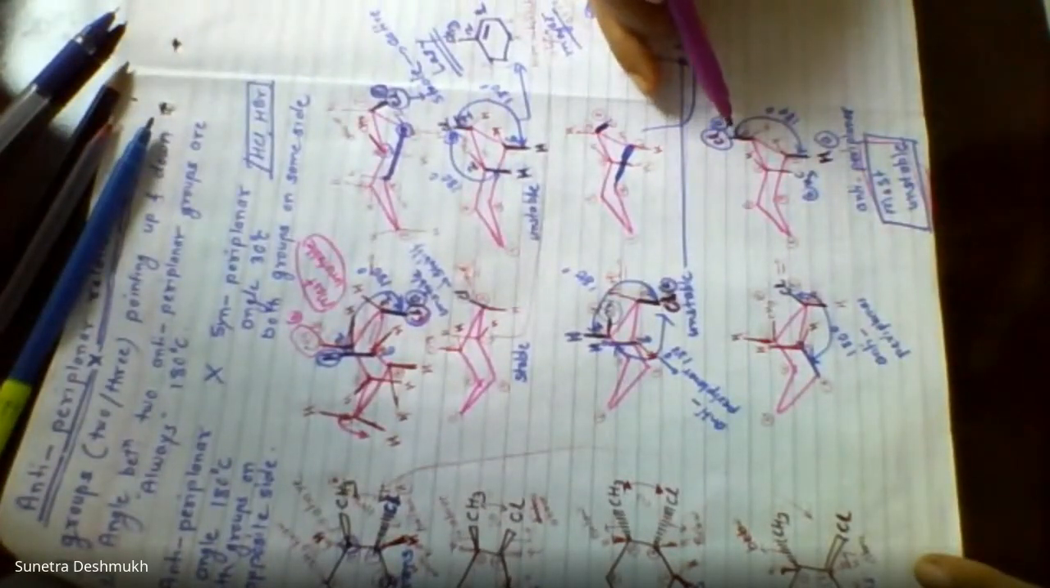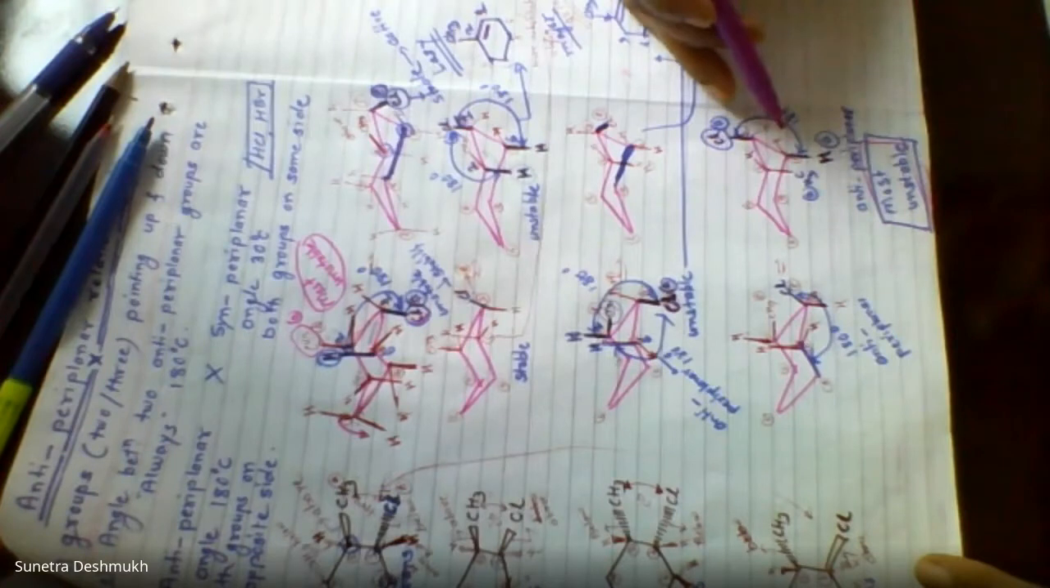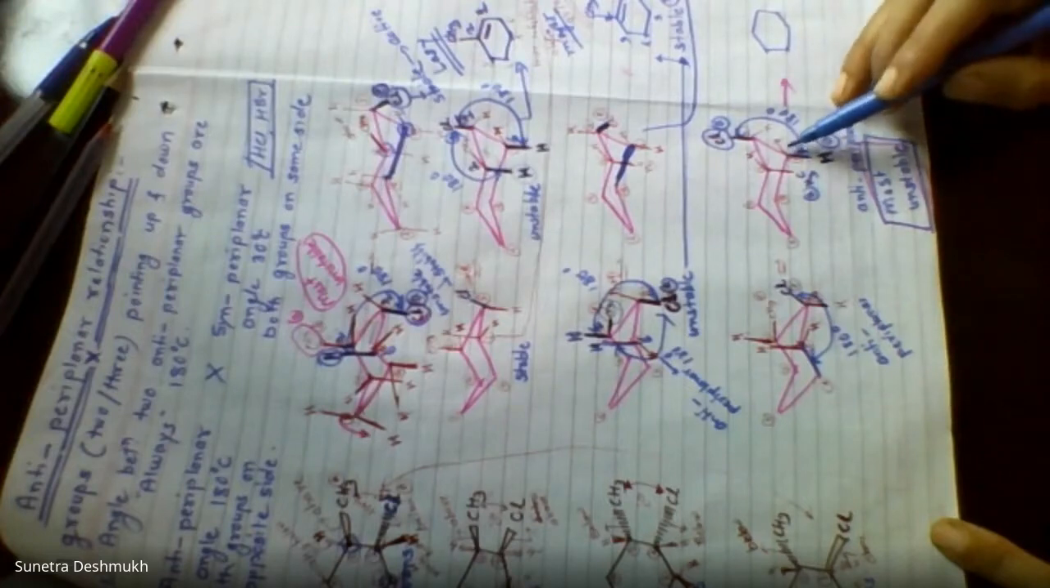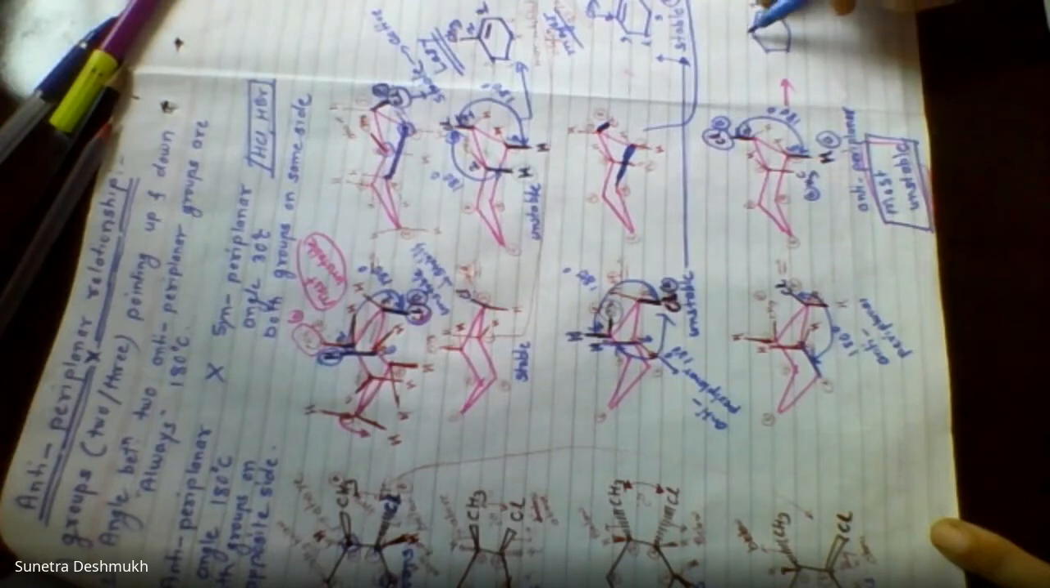Now you can see this trans conformer is giving the most unstable molecule. Also, in last year's discussion, in this conformer, this one is the most unstable, where chlorine and methyl group are present in axial position. This is the most unstable, and that one also has only anti-periplanar relation. So definitely it will undergo elimination reaction to give the most stable product.